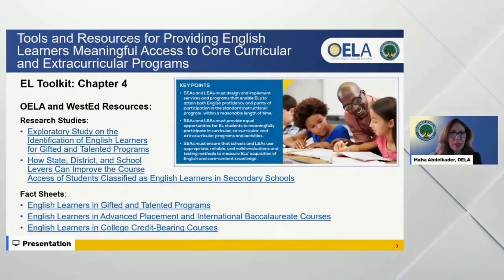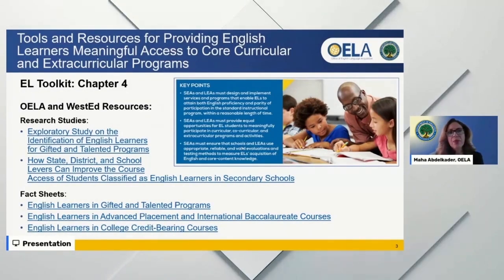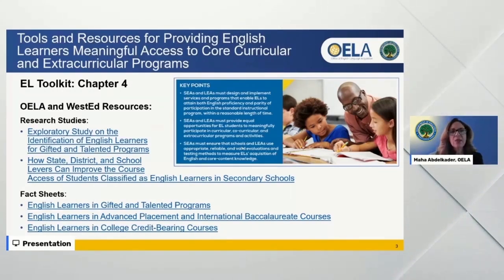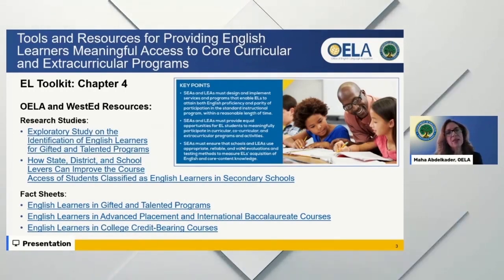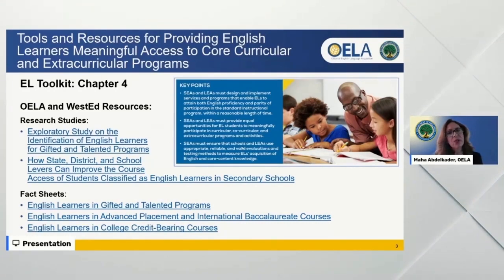Next, we highlight a research brief from the National Research and Development Center to Improve Education for Secondary English Learners at WestEd. The brief is titled How State, District, and School Levers Can Improve the Course Access of Students Classified as English Learners in Secondary Schools. The brief synthesizes key findings about levers to increase course access for students classified as English learners in the secondary setting. Specifically, the research brief focuses on malleable factors that are within the control of schools and districts.